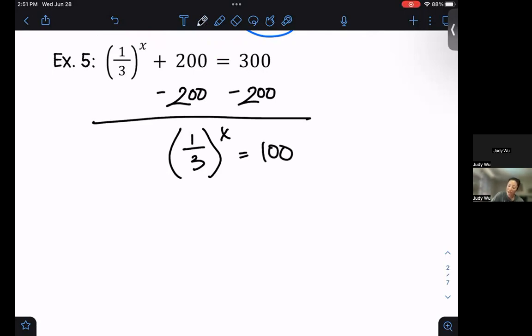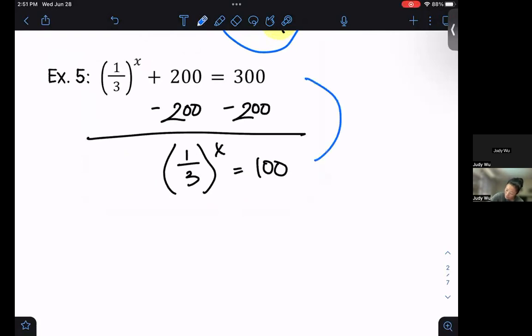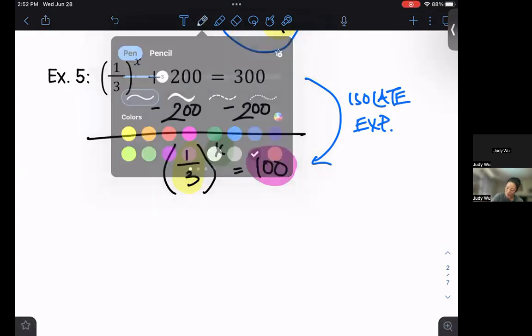We call this isolating our exponential. So we have isolated our exponential, and I know this when I have my base to some power equals a number. Now, after I isolate, I go ahead and rewrite it in log form.